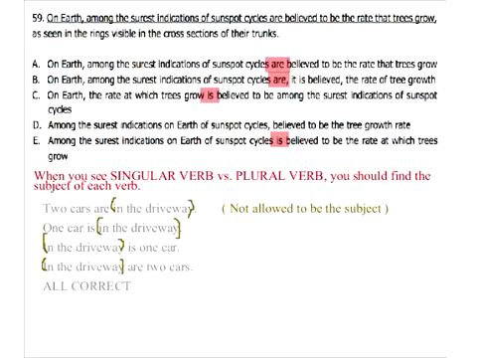So what that means is that these last 2 are reverse constructions. The subject of the 3rd sentence is 1 car, and the subject of the 4th sentence is 2 cars. Same thing, 2 cars are in the driveway, 1 car is. So if we apply that principle to what's up there, among the surest indications of spun-spot cycles cannot be a subject.